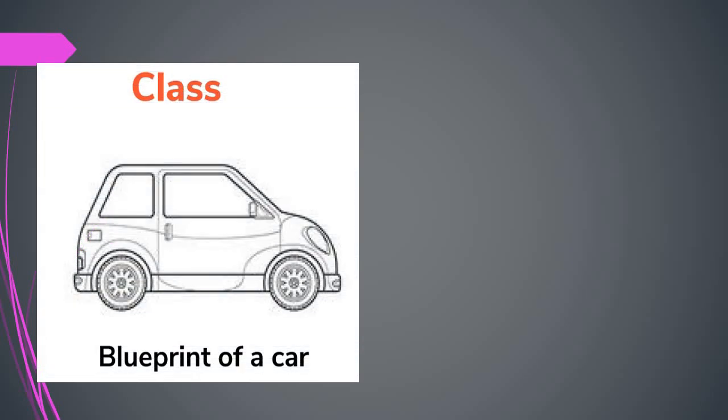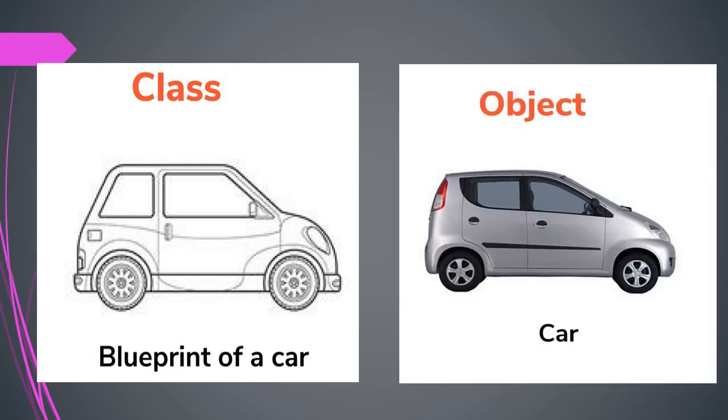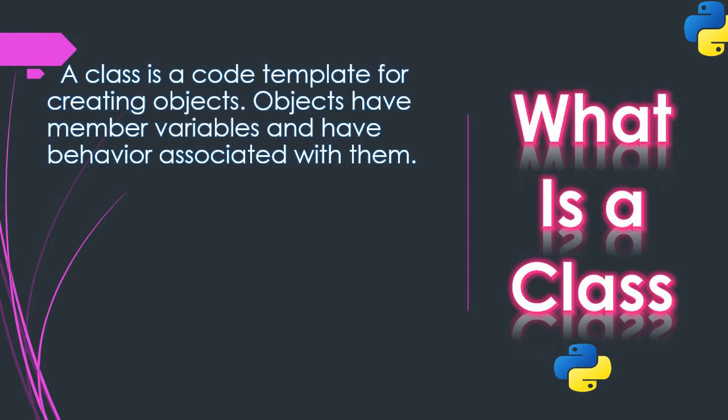Now, for example, we have a blueprint of a car. In a company, the blueprint of a car is created, and using that blueprint, different cars are created. So here, the blueprint of the car is the class, and all the other cars created are the objects of that blueprint. Okay guys, now see, a class is a code template for creating objects.